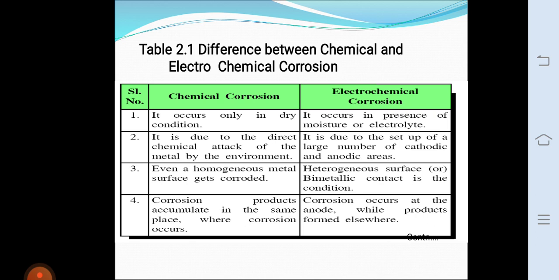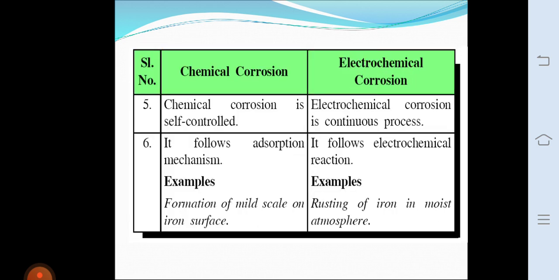Chemical corrosion is self-controlled. Electrochemical corrosion is a continuous process. Chemical corrosion follows the adsorption mechanism. Electrochemical corrosion follows electrochemical reaction. Example for chemical corrosion: formation of mild scale on iron surface. Example for electrochemical corrosion: rusting of iron in moist atmosphere.